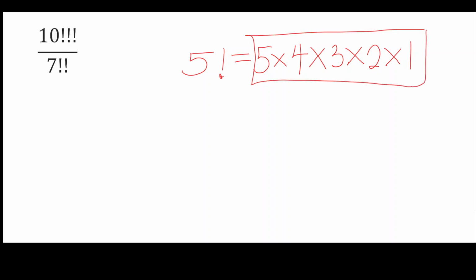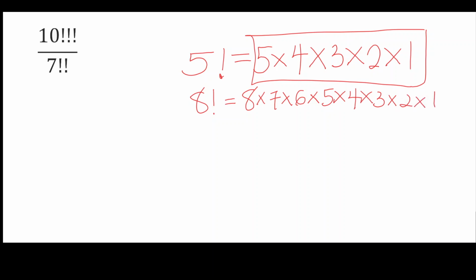Which also means if I'm given 8 factorial, I'm going to be starting from 8, then going down until I get to 1. So it's going to be 8 multiplied by 7 multiplied by 6 multiplied by 5 multiplied by 4 multiplied by 3, then multiplied by 2, then lastly multiplied by 1. So that is the concept of single factorial.